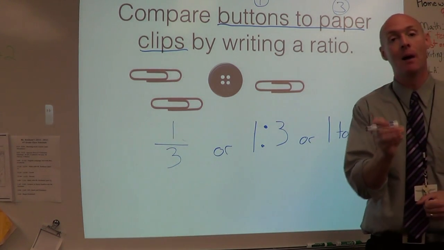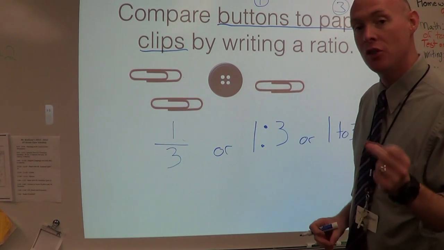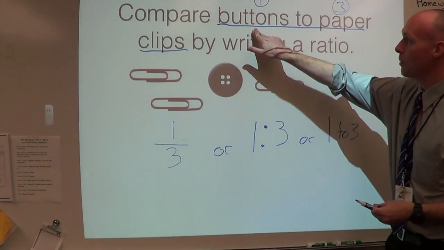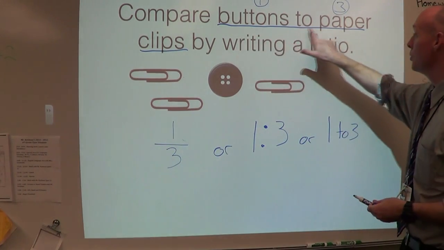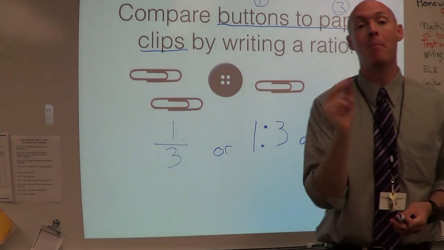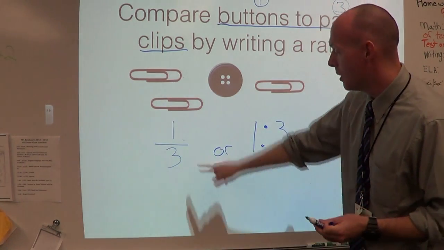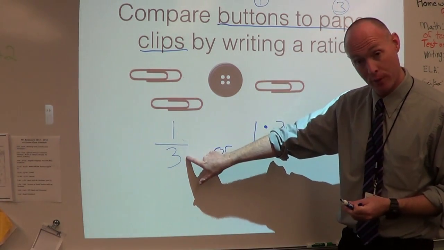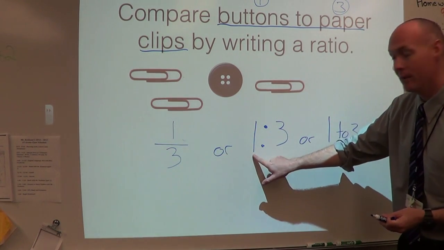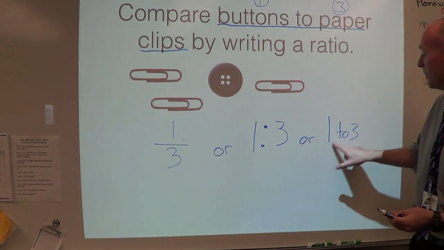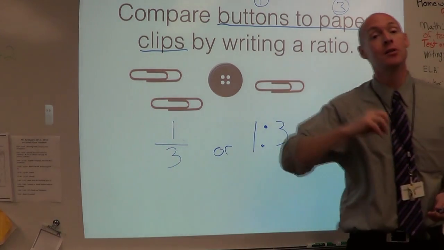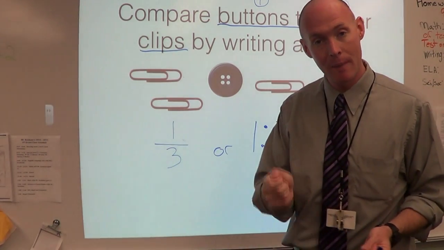Perfect. Now, the key with writing a ratio is, going back to the problem, it wants to know buttons to paper clips, meaning buttons have to come first, paper clips come second. 1 button to 3 paper clips. 1 and then 3. Okay, so that's the general idea. Now let's ramp it up a little bit.